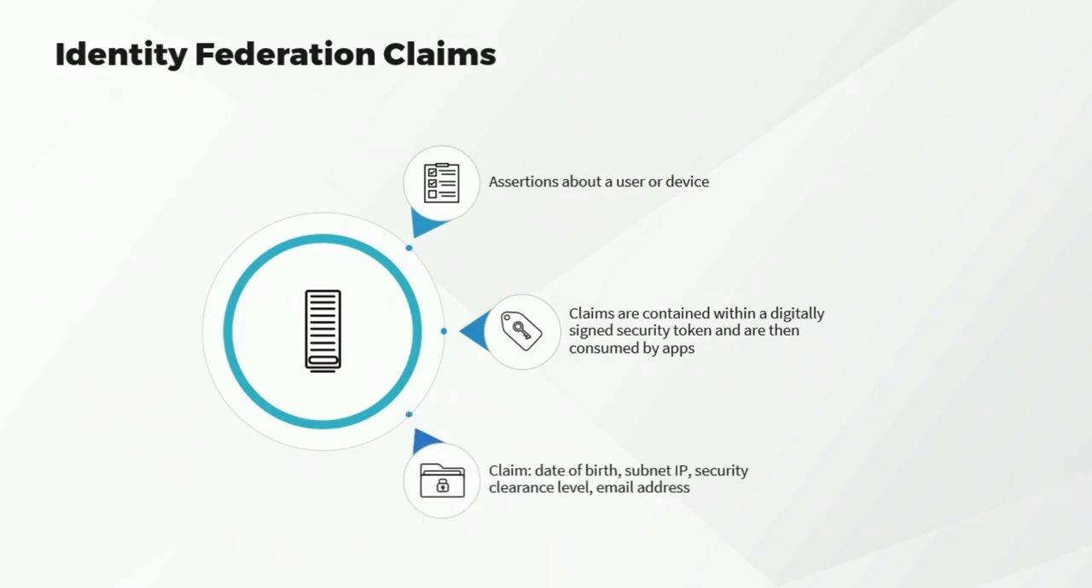Maybe the app needs to see the date of birth of a signed-in user, or a subnet IP address for a device, or a security clearance level, an email address. It could be anything. Naturally, when you configure claims on the identity provider, you do that with the knowledge of what is required by apps that will consume those claims. And that means you might have to go into some documentation about the app or talk to the developers of that app, if it's a custom-based app.